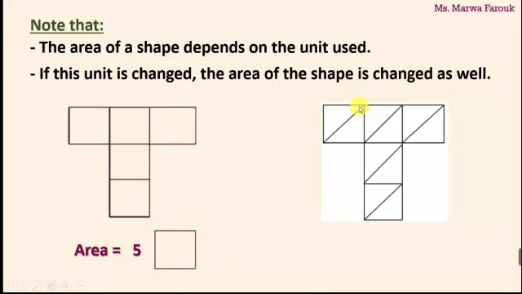I have here the same shape, but each square is divided into two triangles. So when I count the area of this shape by counting the triangles, the area will be different. Let's count how many triangles we have. 1, 2, 3, 4, 5, 6, 7, 8, 9, 10. So the area here is 10 triangles. They are the same shape, but here I got the area by counting the squares, and here I got the area by counting the triangles. So the area here is 5 and the area here is 10.